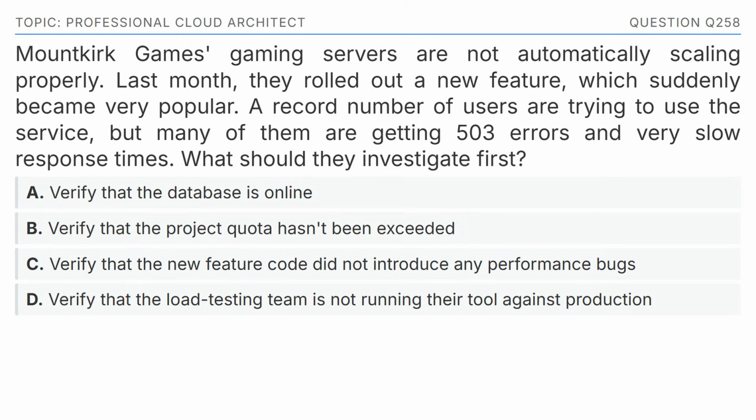The options are: Option A, verify that the database is online. Option B, verify that the project quota hasn't been exceeded. Option C, verify that the new feature code did not introduce any performance bugs. Option D, verify that the load testing team is not running their tool against production.